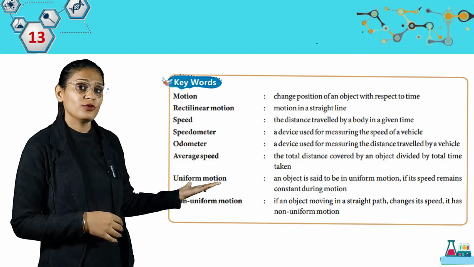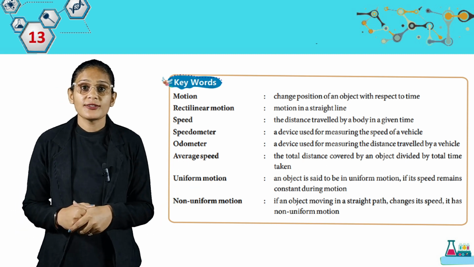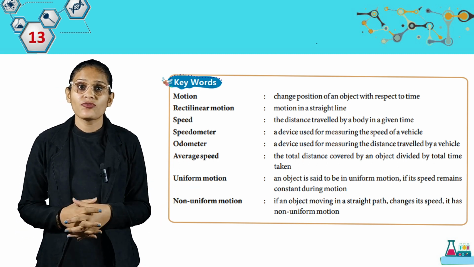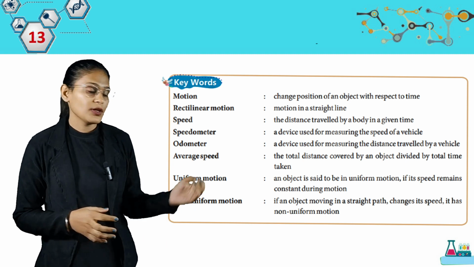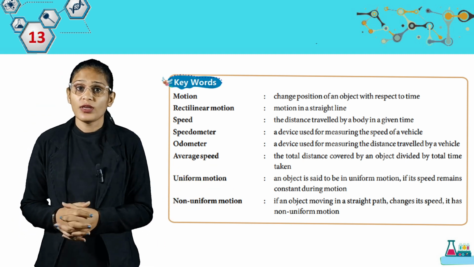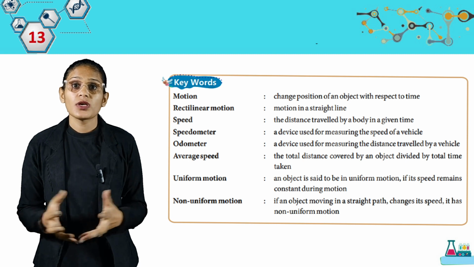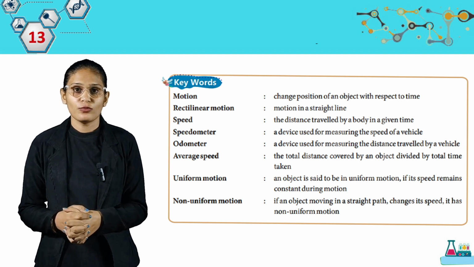Then we have uniform motion. An object is said to be in uniform motion if its speed remains constant during motion. Then non-uniform motion. If an object moving in a straight path changes its speed, it has non-uniform motion.